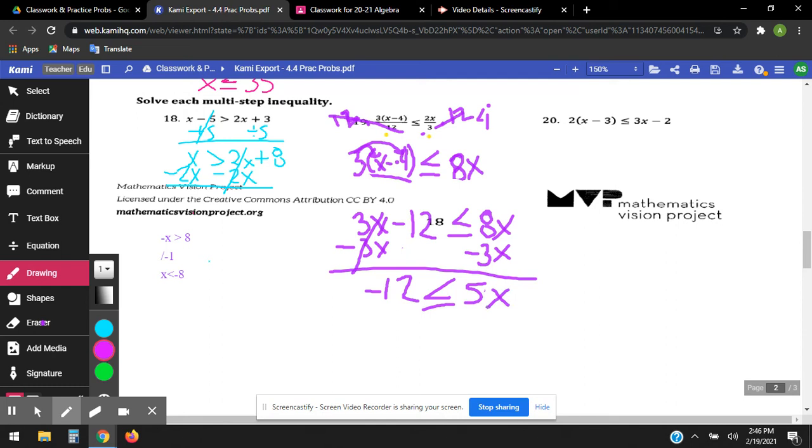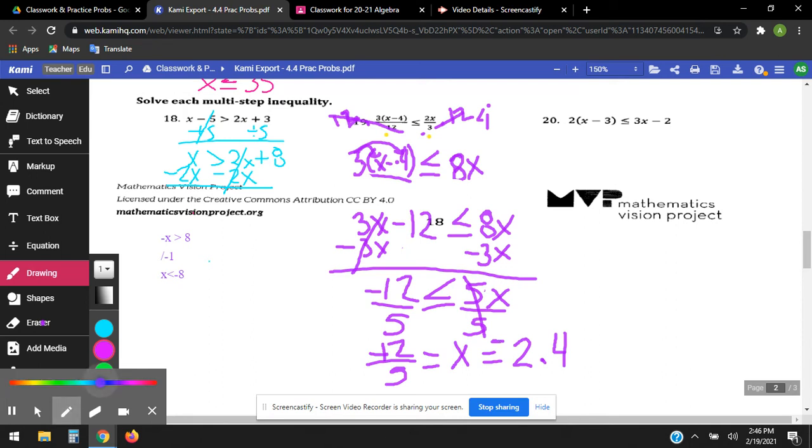And to get this one by itself, divide by 5. Those cancel. So negative 12 over 5, which we could do out as, what is it, 2.4? I think it's negative 2.4 is x. So either one of those can work, negative on there for that one.